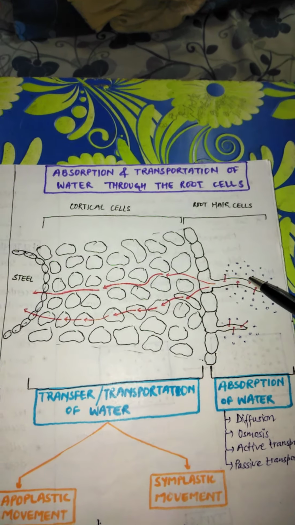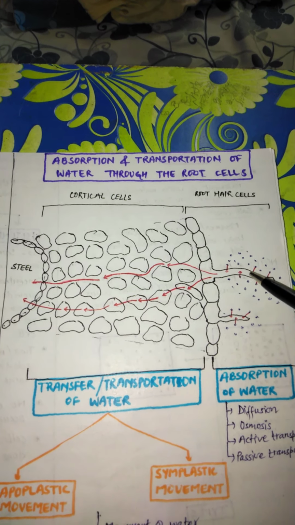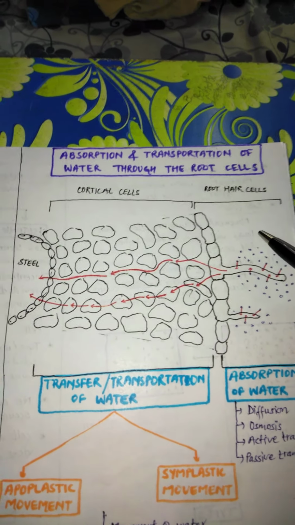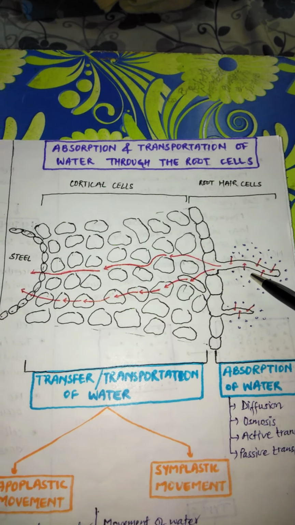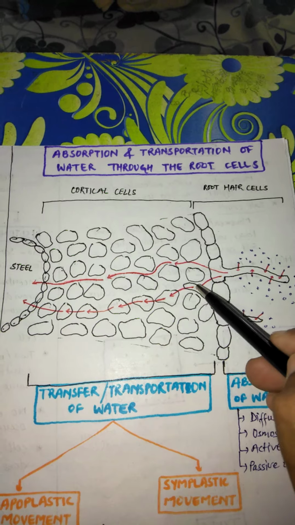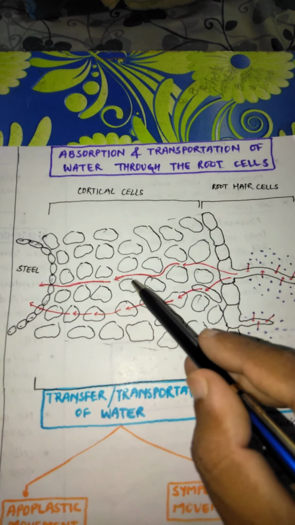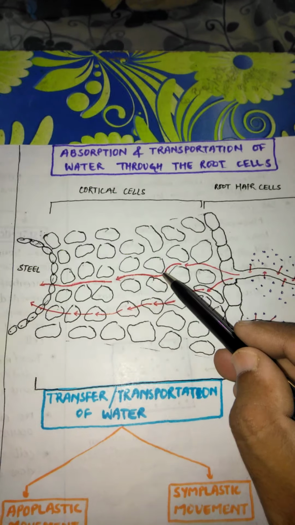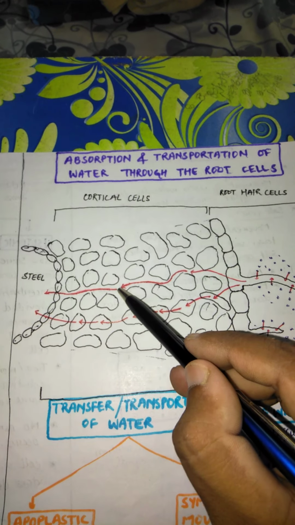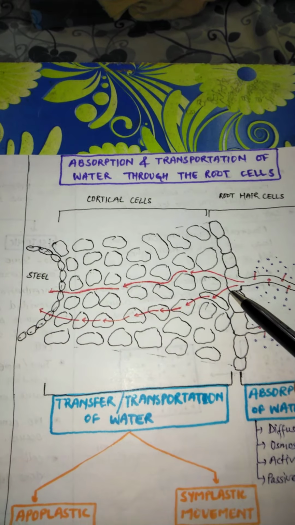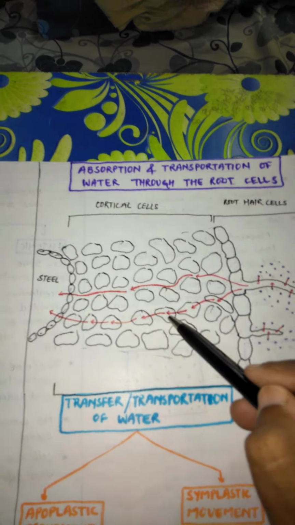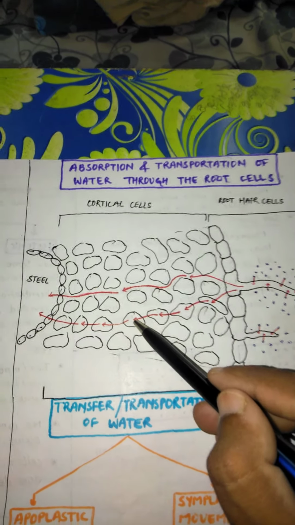Absorption can occur by processes such as osmosis, diffusion, active transport and passive transport. These are the different modes of absorption of water through the root hair cells. But the transportation of water through the root cells occurs mainly through two pathways. The first is the apoplastic pathway, in which water is transported across the intercellular space created by the cortical cells. In the second, the symplastic pathway, water molecules move from one cell to another by cytoplasmic streaming.